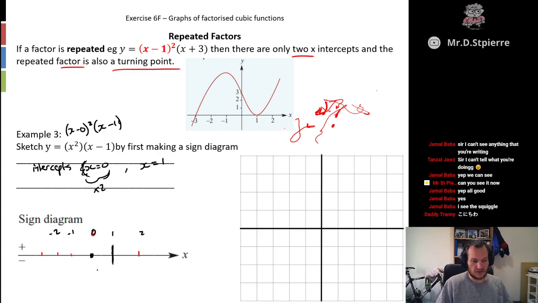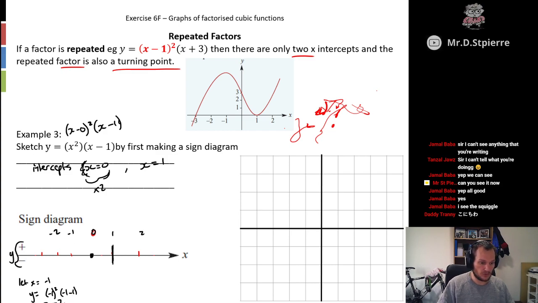Now, is it positive or negative? Which side of my sign diagram am I going to be for my y values? Well, let's substitute in a point. Let x equal somewhere to the left. Let's go -1. y is going to be equal to -1 squared, -1 minus 1, is equal to -1 squared is 1 times by -2 is going to be -2.